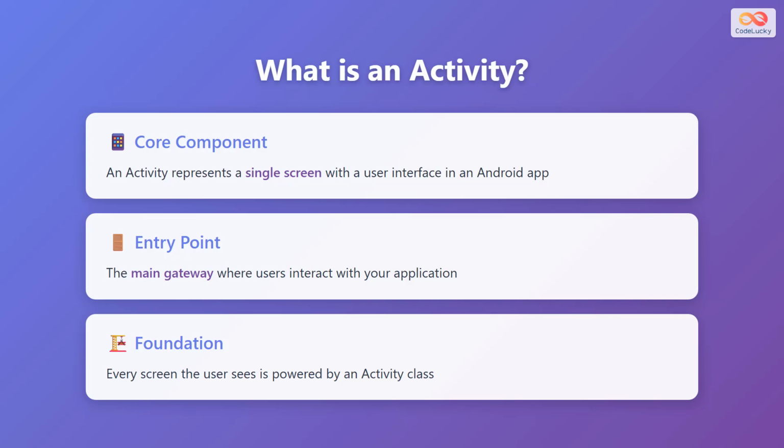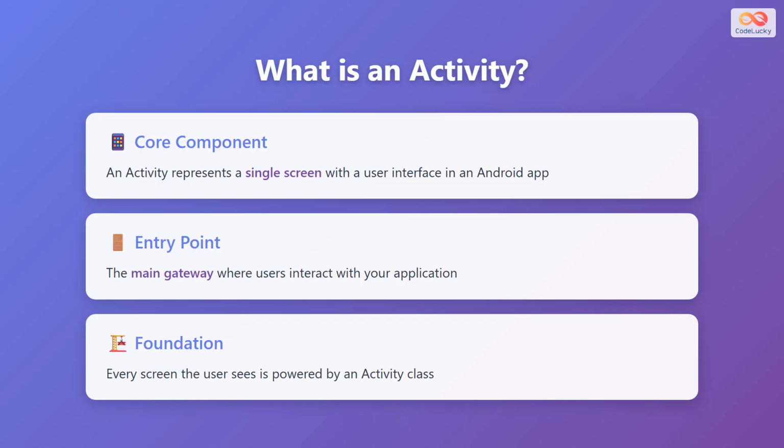So, what exactly is an activity? An activity represents a single screen with a user interface in an Android application. Think of it as one complete screen that users see and interact with. For example, in a messaging app, the login screen is one activity, the chat list is another activity, and each conversation screen is yet another activity.